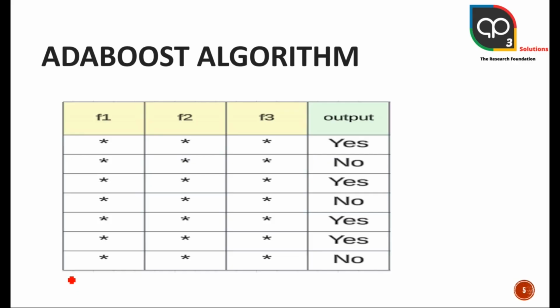Okay, so that includes features like F1, F2, F3 and an output. Suppose we have 7 records. For the first step, our records will get a sample weight. So in step 1, I have to apply a sample weight.